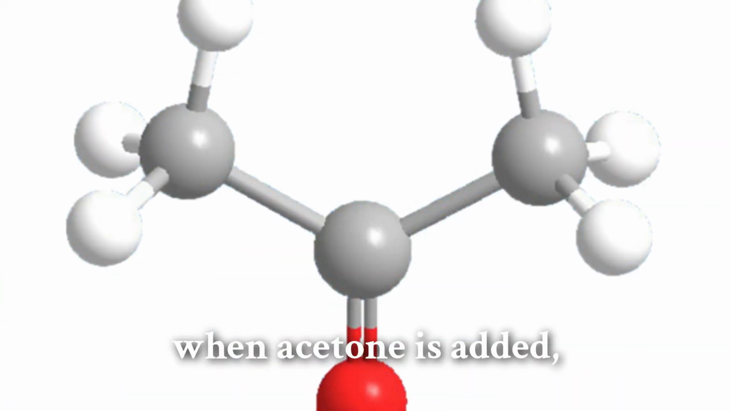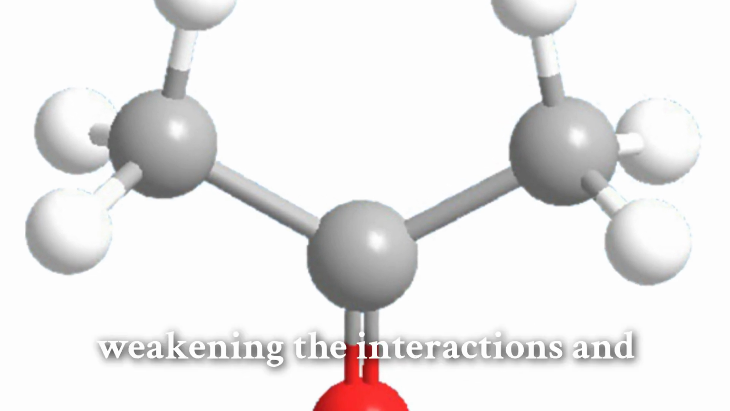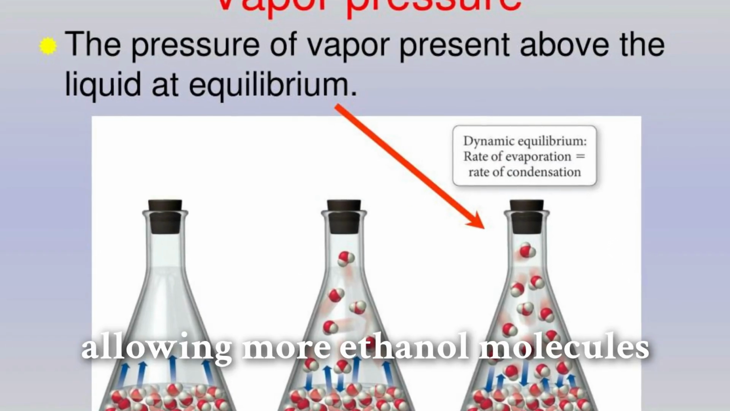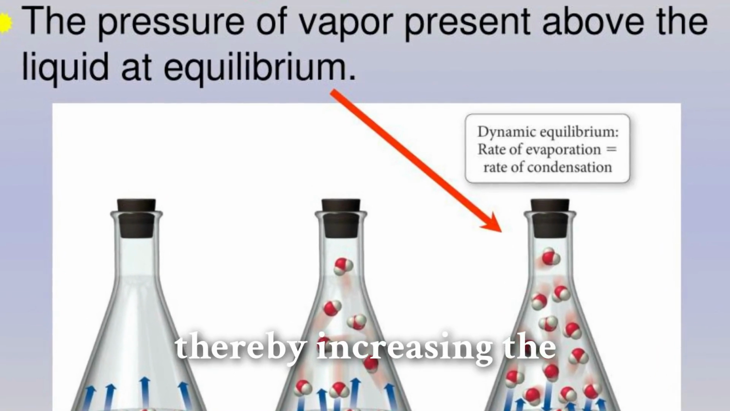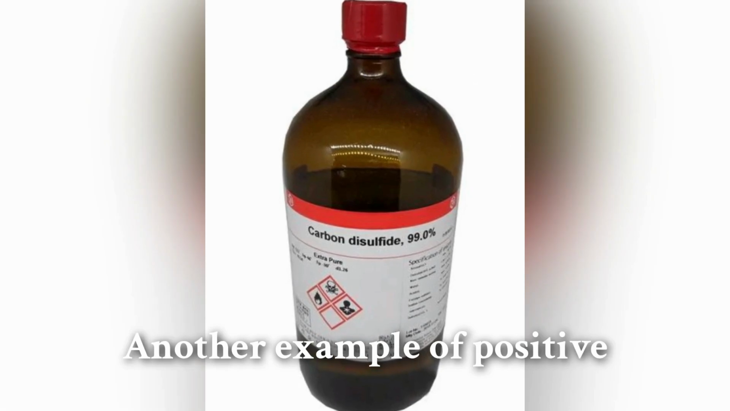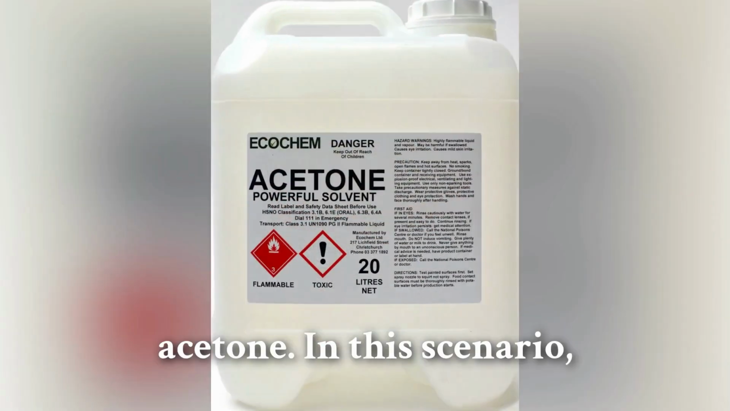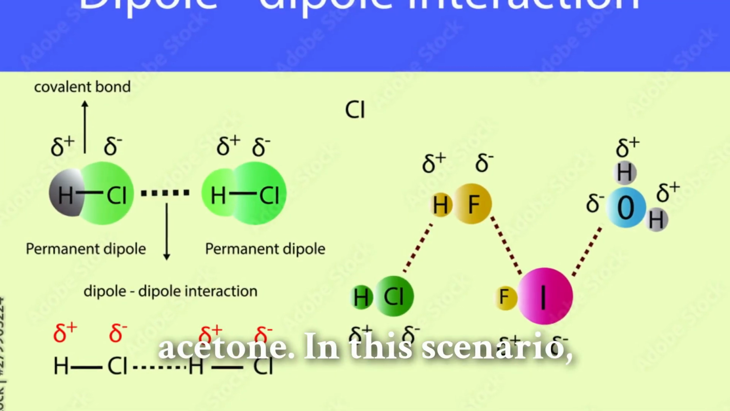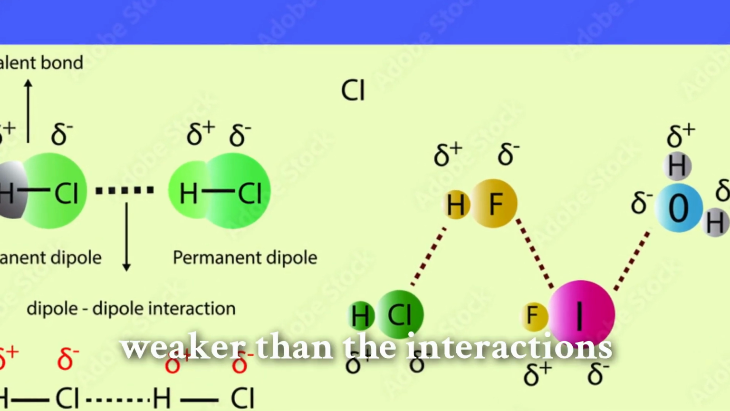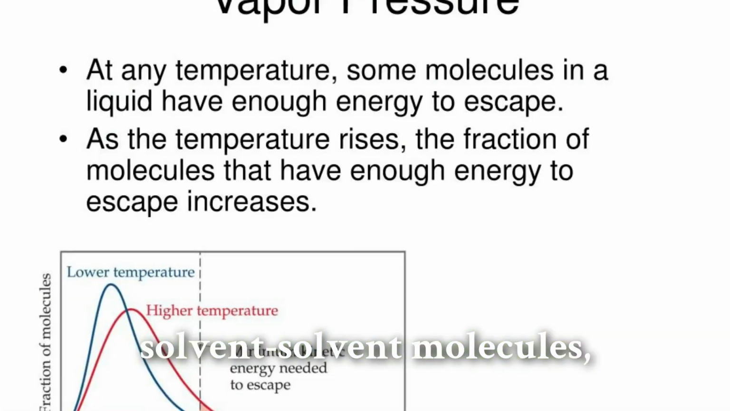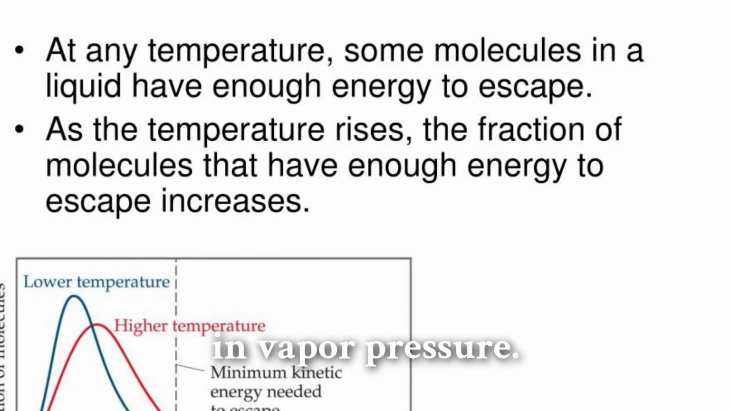However, when acetone is added, its molecules disrupt these hydrogen bonds, weakening the interactions and allowing more ethanol molecules to escape into the vapor phase, thereby increasing the vapor pressure. Another example of positive deviation can be observed in the mixture of carbon disulfide and acetone. In this scenario, the dipolar interactions between solute-solvent molecules are weaker than the interactions among solute-solute and solvent-solvent molecules, leading to a similar increase in vapor pressure.